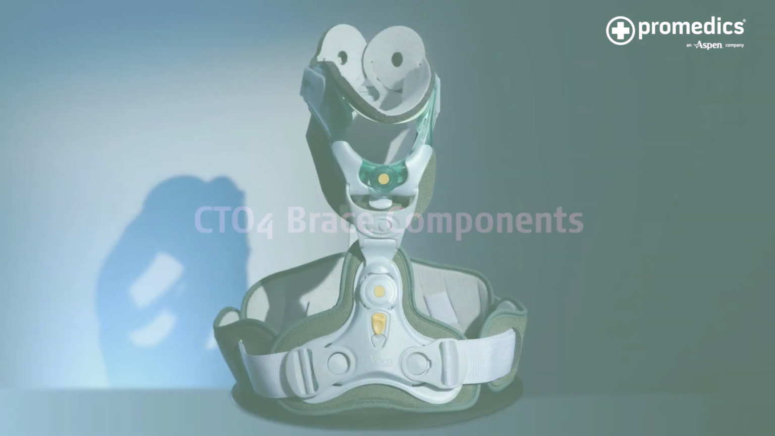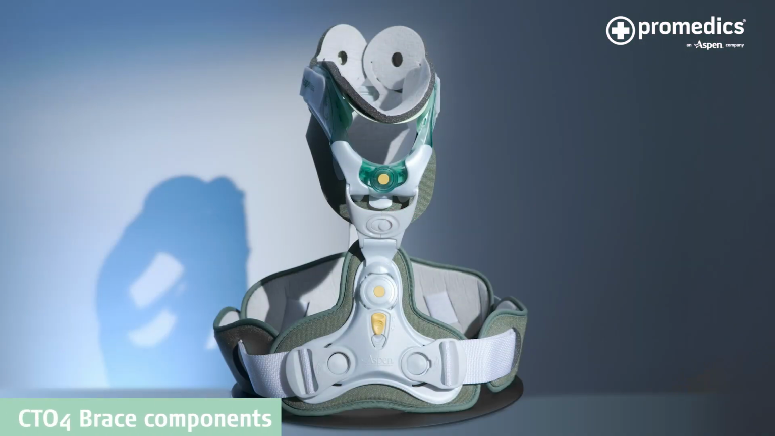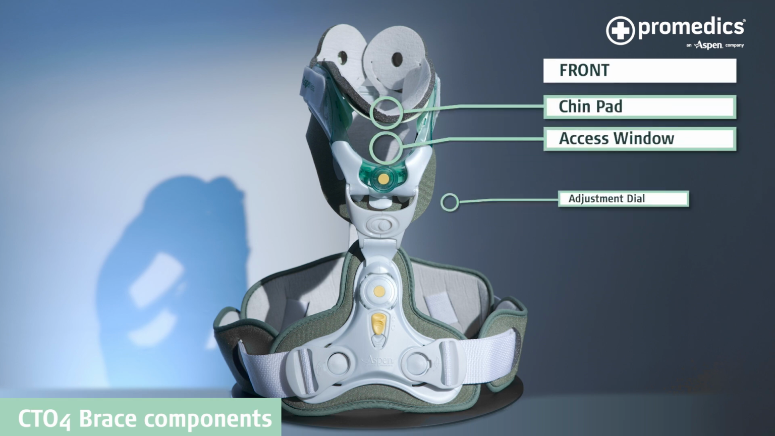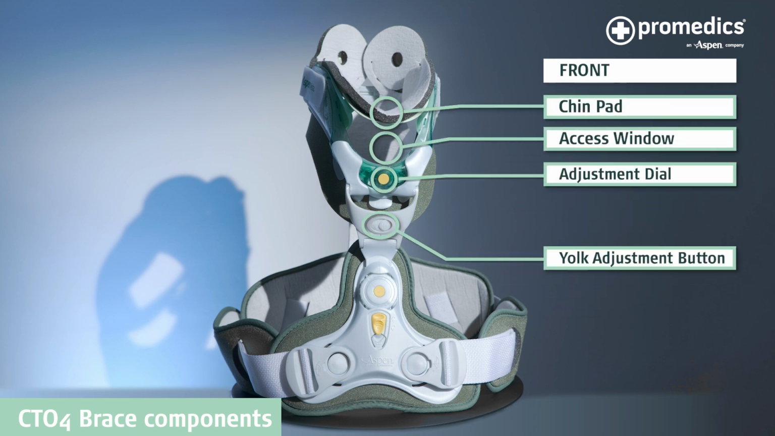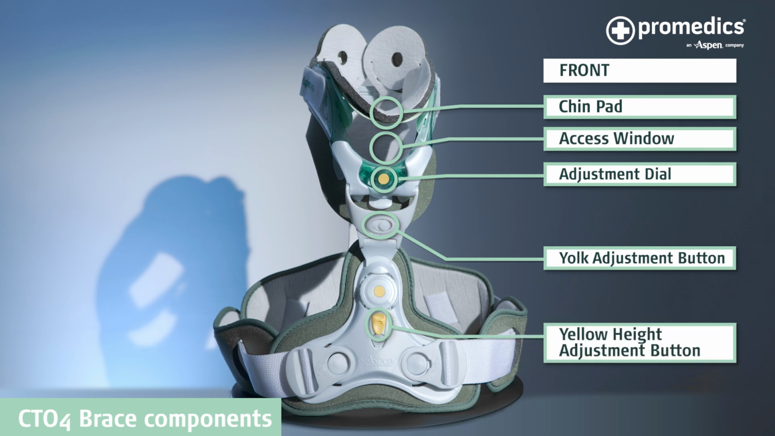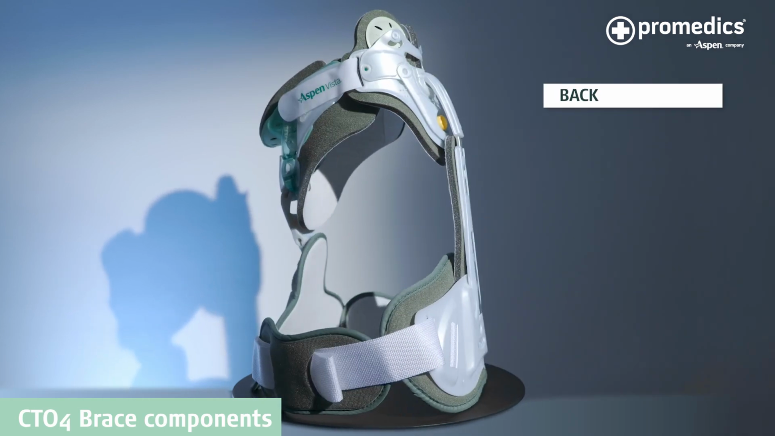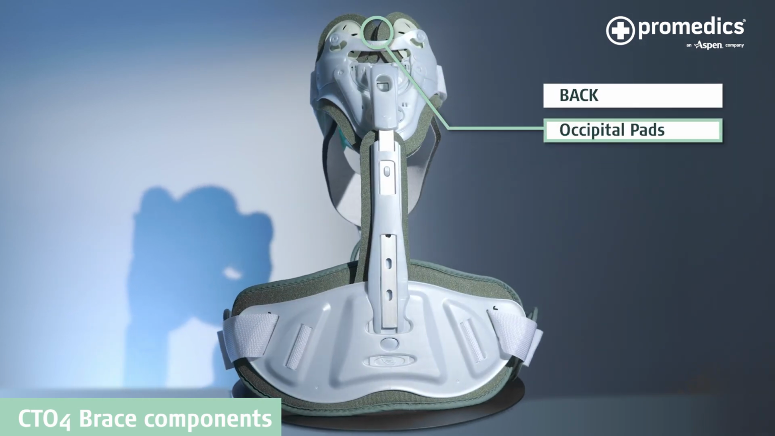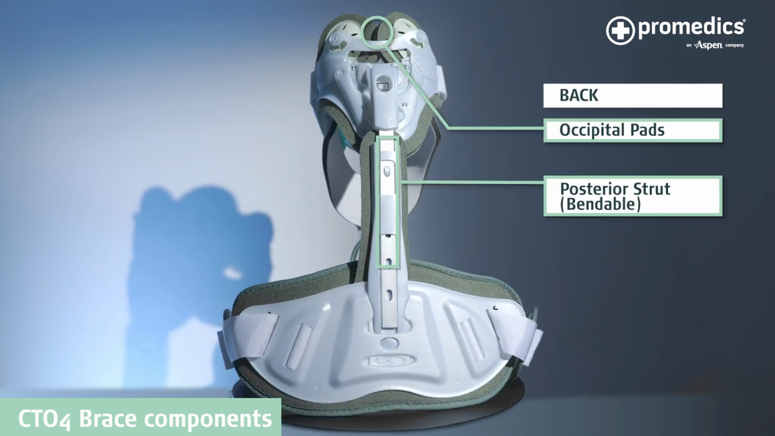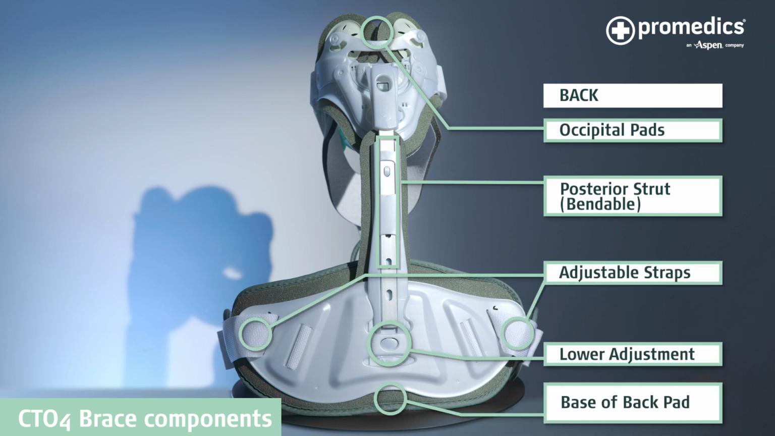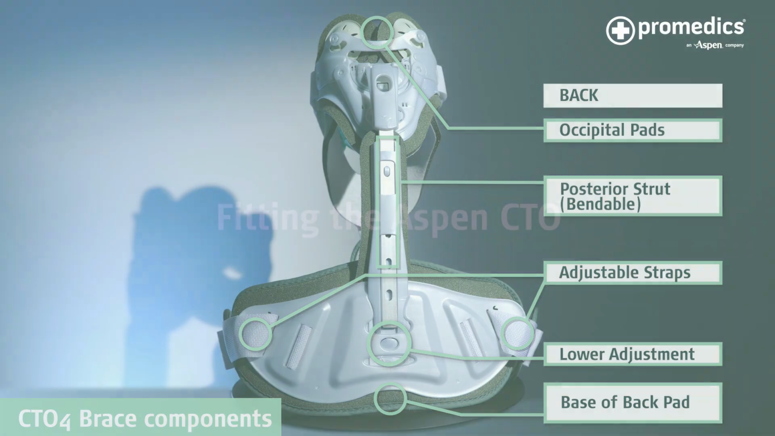The component parts of the CTO are as follows: front, chin pad, access window, adjustment dial, yoke adjustment button, yellow height adjustment button, back panel clips, and then the back: occipital pads, posterior strut, adjustable straps, lower adjustment, and base of back pad.